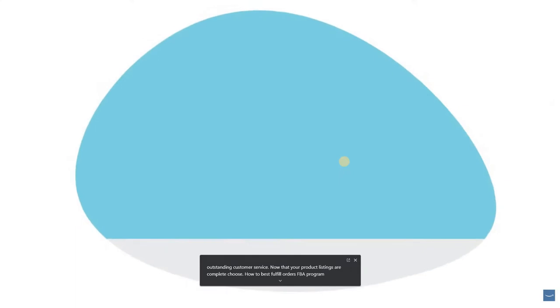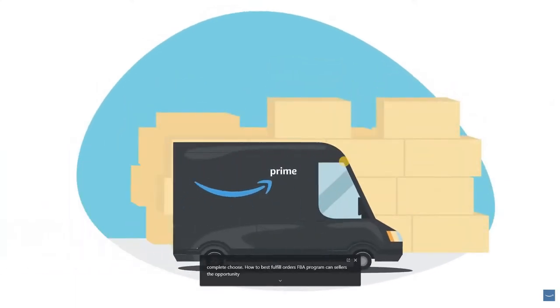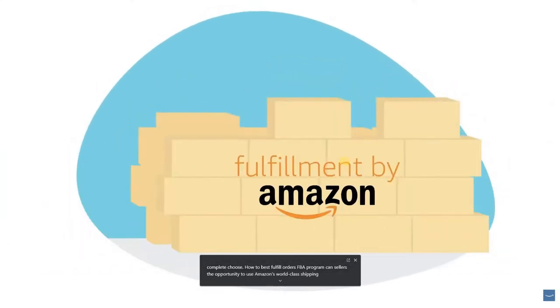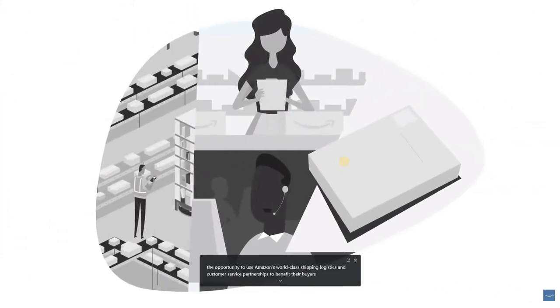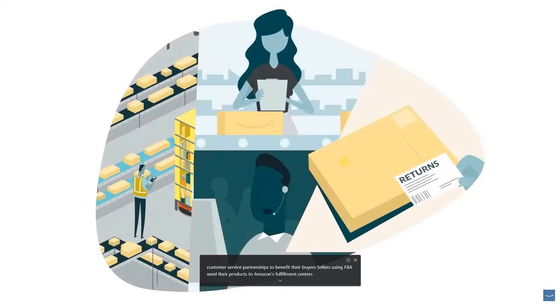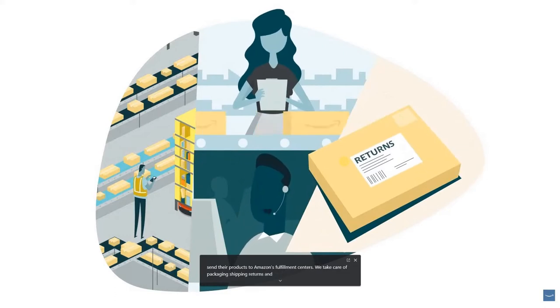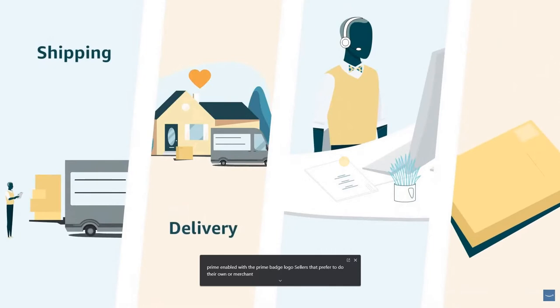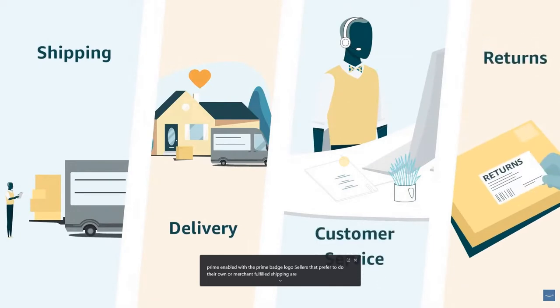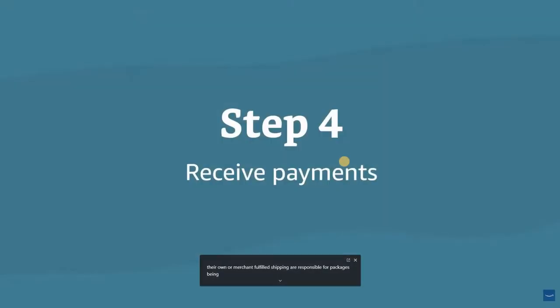The FBA program gives sellers the opportunity to use Amazon's world-class shipping, logistics, and customer service partnerships to benefit their buyers. Sellers using FBA send their products to Amazon's fulfillment centers. We take care of packaging, shipping, returns, and customer service issues. Products are Prime-enabled with the Prime Badge logo. Sellers that prefer to do their own or merchant-fulfilled shipping are responsible for packages being shipped and delivered on time, customer service, and returns.